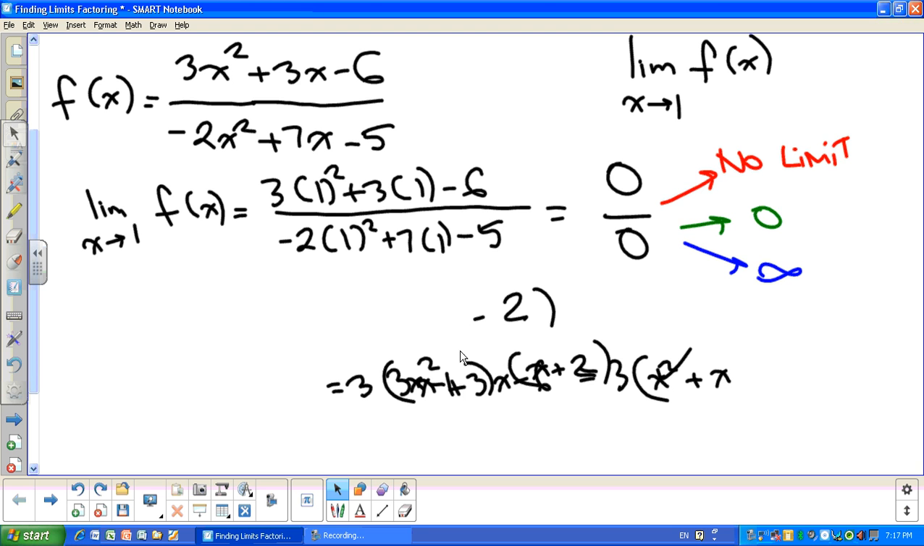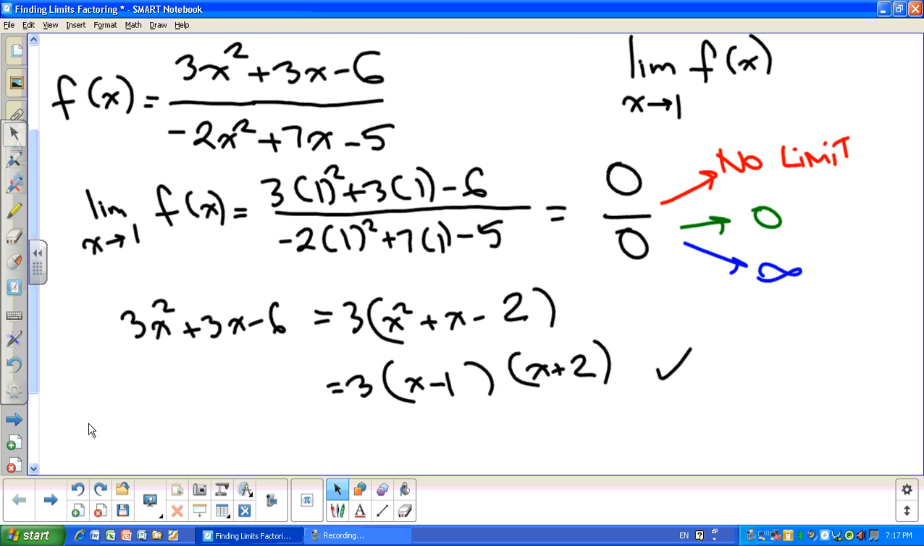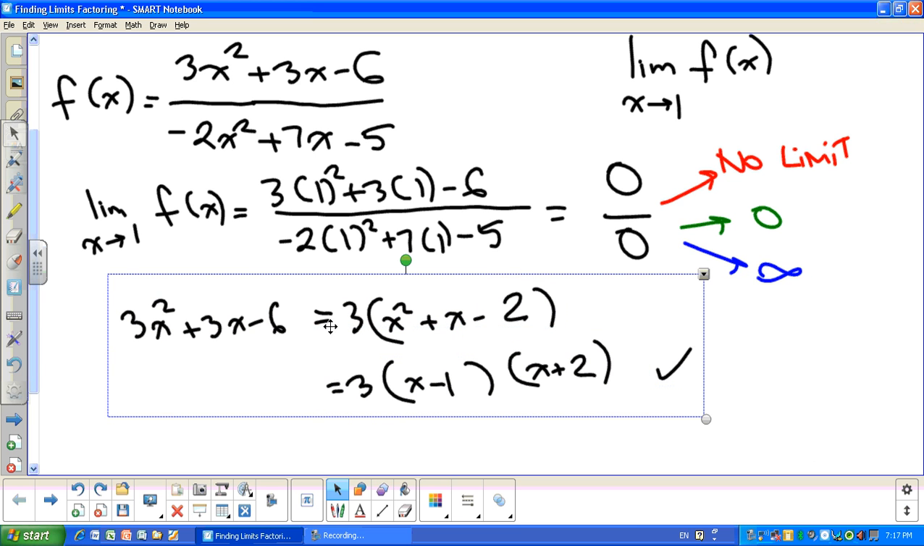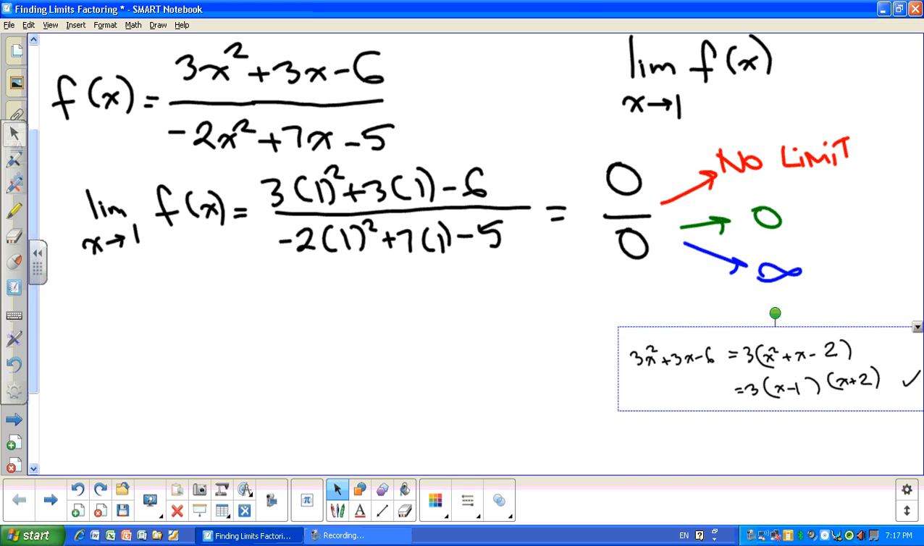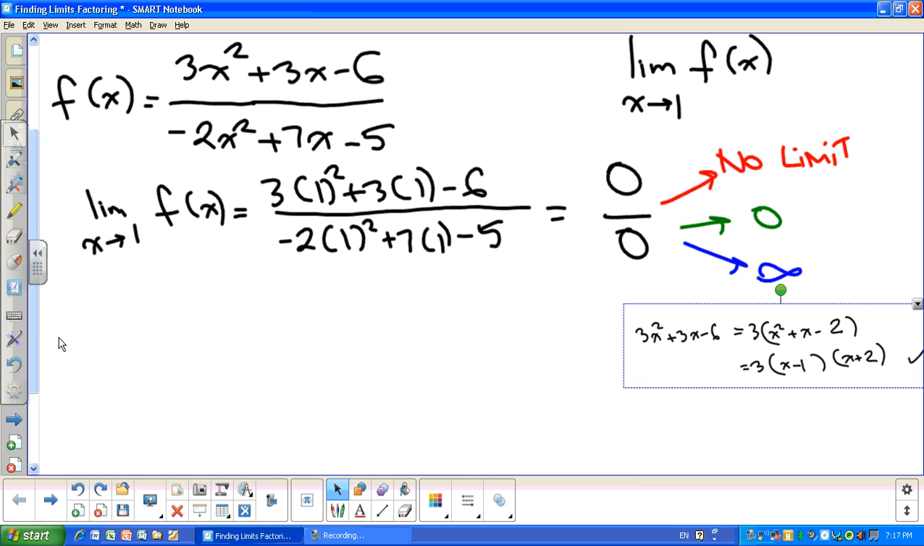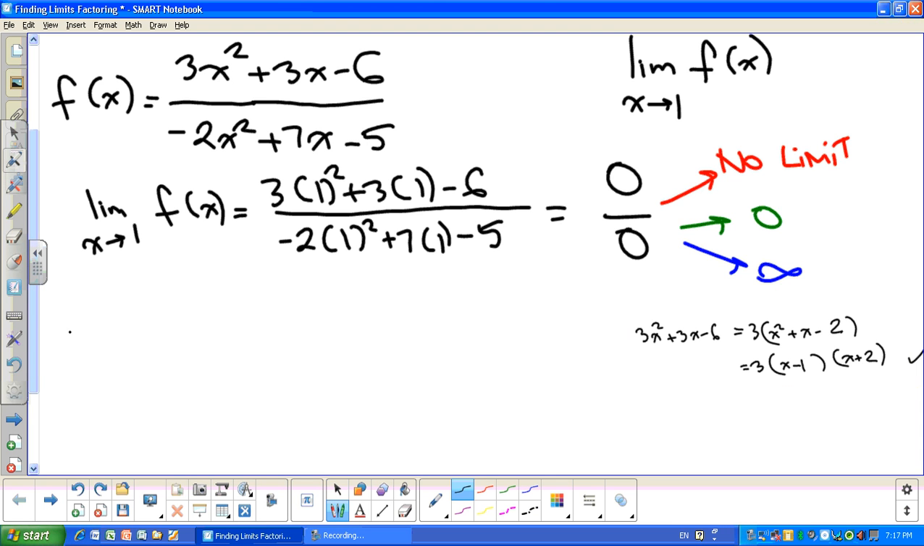And now the other one. Let's move this one out of the way just to make sure that it doesn't interfere with what I do next. So this one can go right here. The second one is the bottom of this fraction, negative 2x squared plus 7x minus 5. Negative 2 times negative 5 gives me a 10. I need two numbers. When I add them, I get 7. When I multiply them, I get 10.